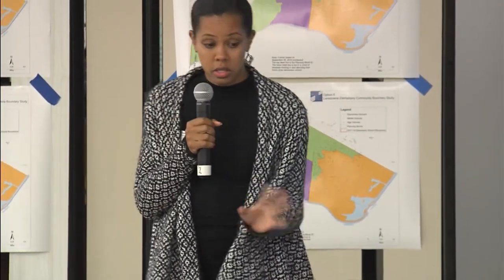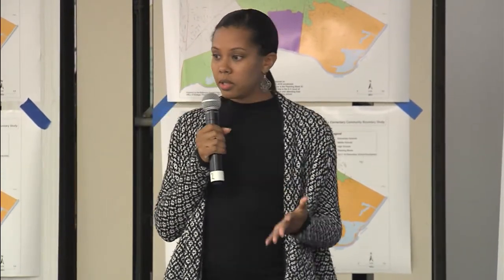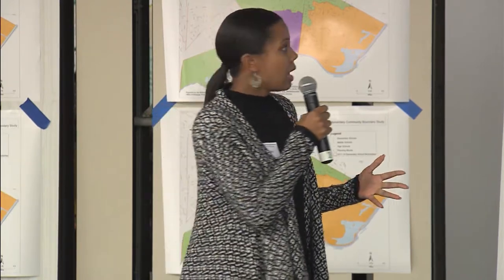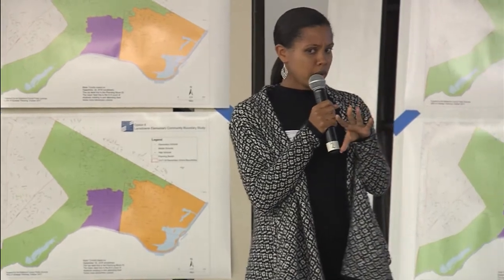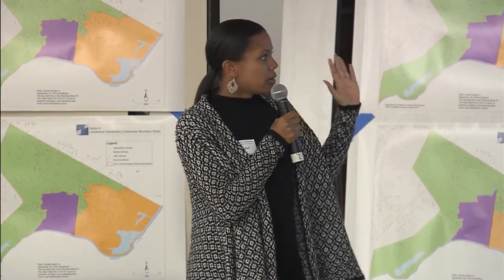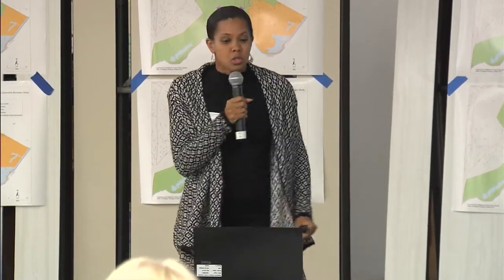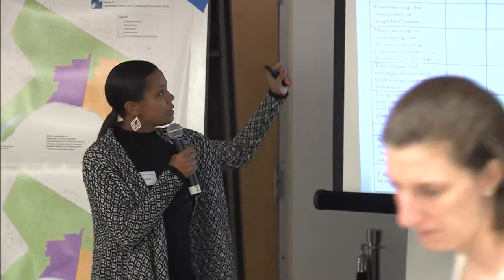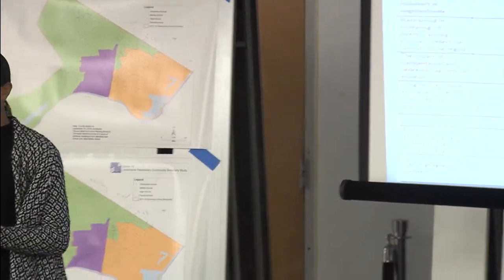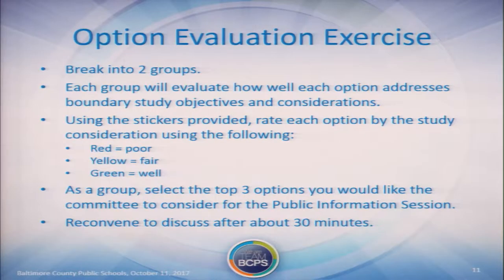Okay, so you're already in your two groups. What you all are going to do is look at the 10 options, and you'll see a chart on your table. So actually, let me just skip forward, because this works a little better for me. You're going to evaluate each of the 10 options, and you're going to indicate, using the crayons, whether the option meets the particular standard or boundary study considerations. So now I can go back.